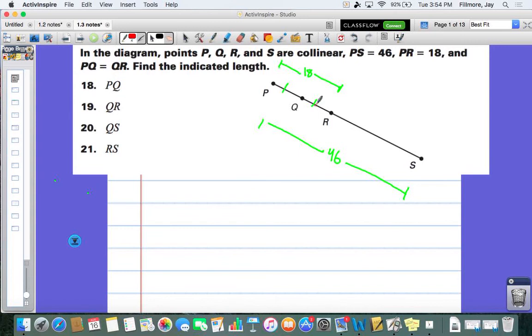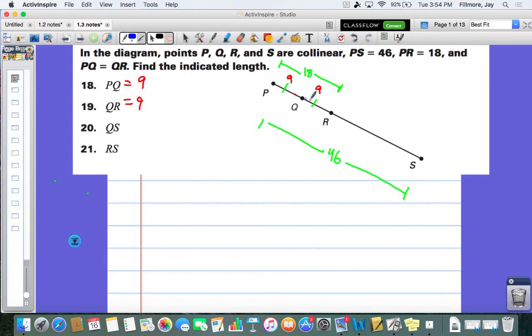So we want to first of all find PQ. Well, if this whole thing is 18 and these both halves are the same, they're obviously both 9, right? So PQ is 9. That also means that QR is 9. So pretty straightforward. That's why I wanted you to try it on your own first.